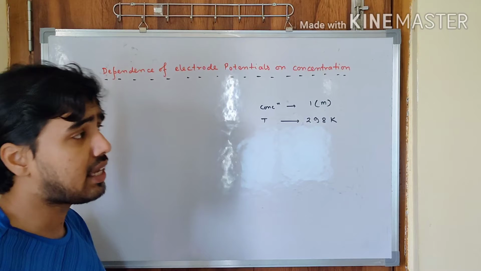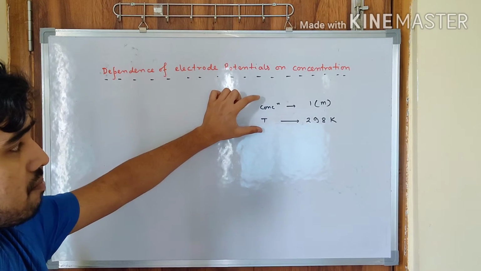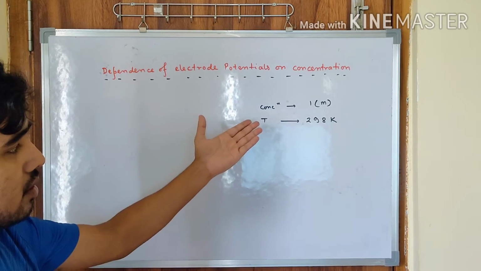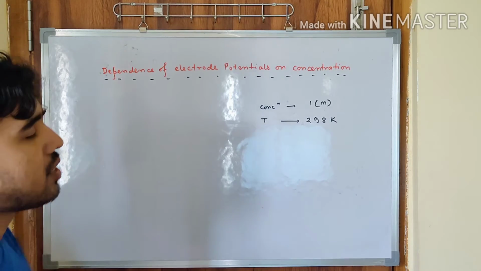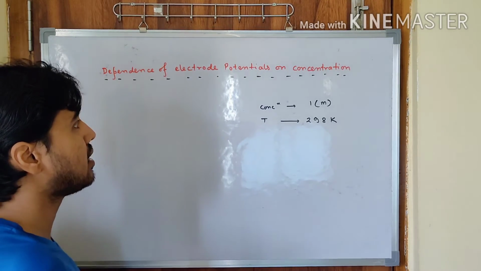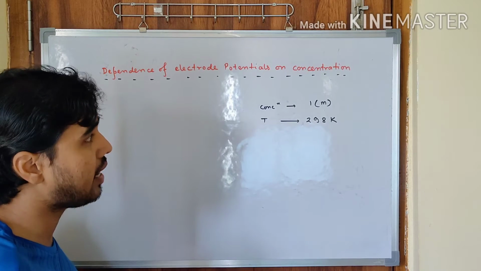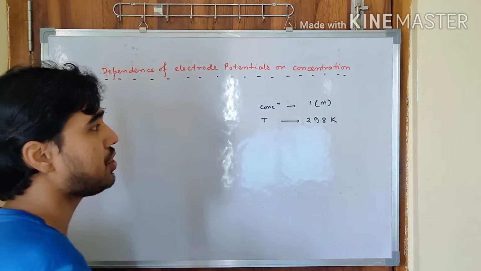But in all the electrochemical cells, these constraints or parameters will not be maintained. It will not always be in standard state. So in that case, there can be a change in electrode potential. To deal with that, we are going to discuss today the dependence of electrode potential on concentration.